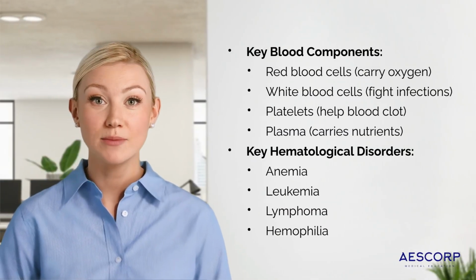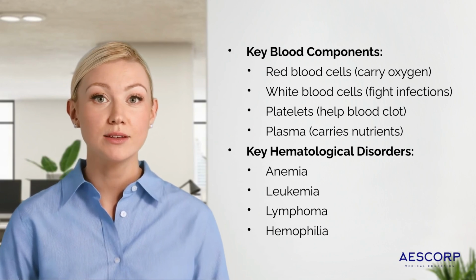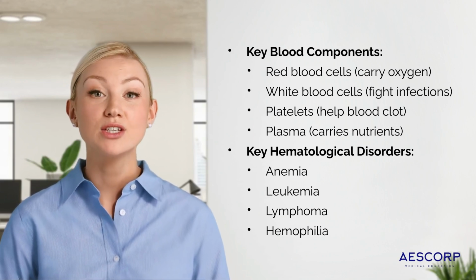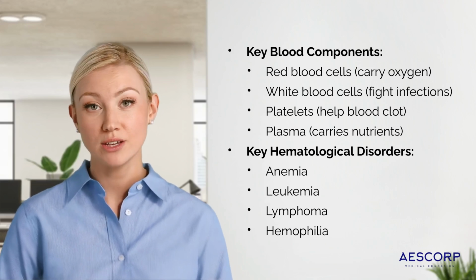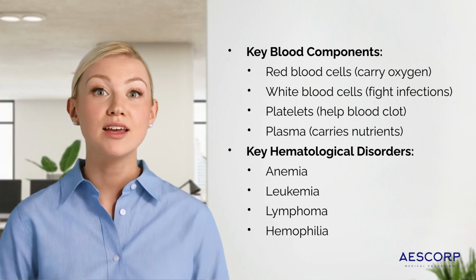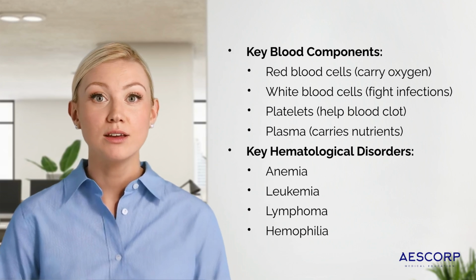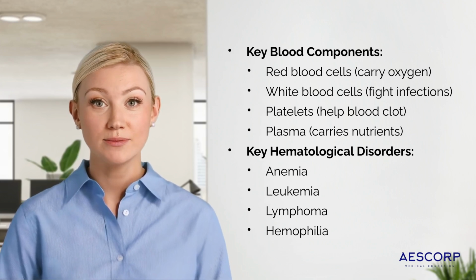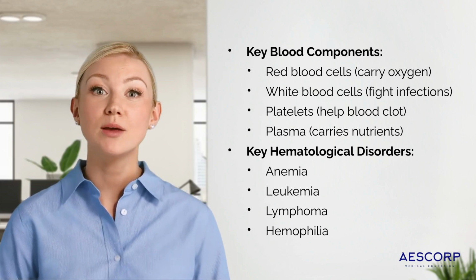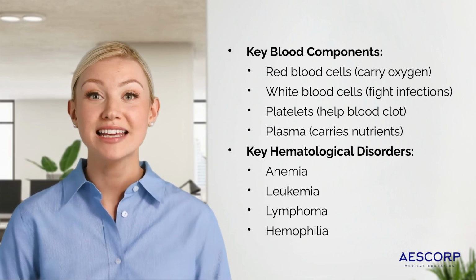Hematology is the study of blood, including its components such as red blood cells, white blood cells, platelets, and plasma, along with blood-related diseases. It also covers bone marrow, where blood cells are produced. Some key diseases in hematology include anemia, low red blood cells; leukemia, cancer of blood cells; lymphoma, cancer of the lymphatic system; hemophilia, a blood clotting disorder. Hematology helps us understand how blood works in our body and what goes wrong in blood-related disorders.